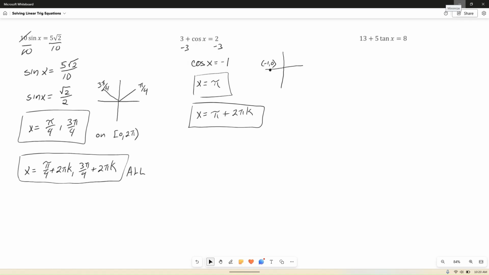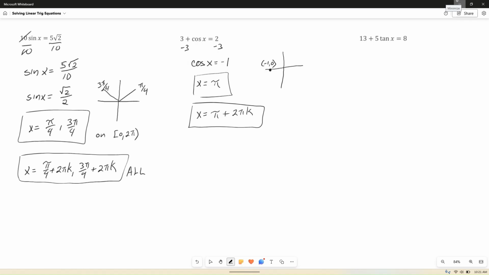And that'll actually result in, if we think through what it looks like to keep adding 2 pi, all of the odd multiples of pi. So 1 pi, 3 pi, 5 pi, 7 pi, and so forth. And you could also do it in the negative direction. So negative pi, negative 3 pi, and so forth. All right, let's try one more.